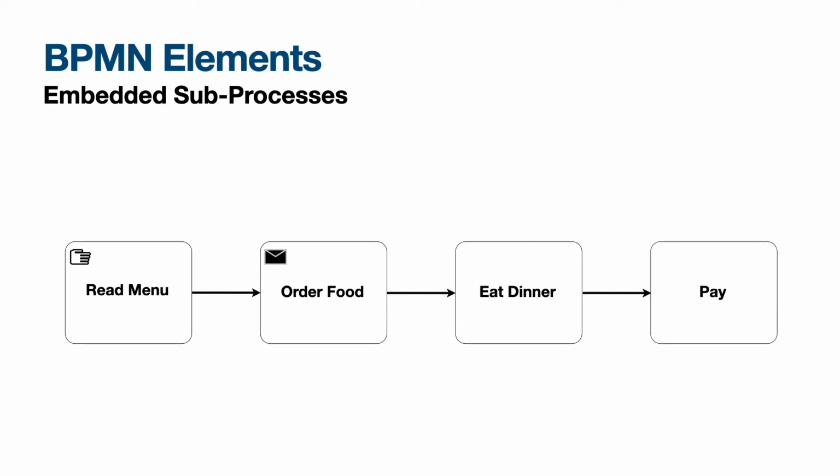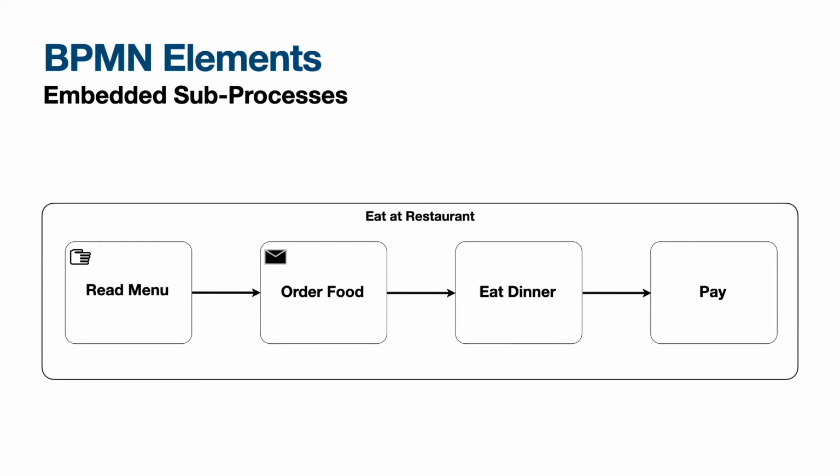Let's put a container around these tasks and consider this a process. Let's give it a name and call it Eat at a Restaurant. Note that there are no events in this example. Well, at this point we want to keep it as simple as possible.